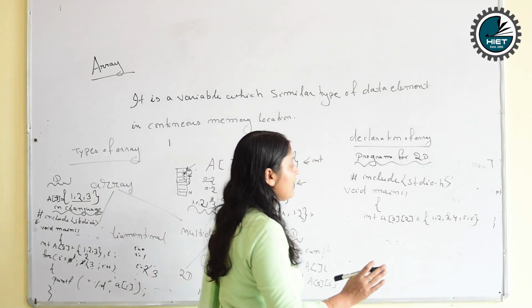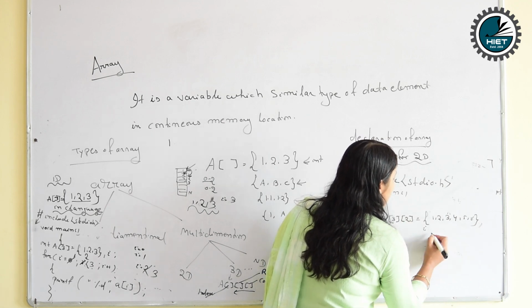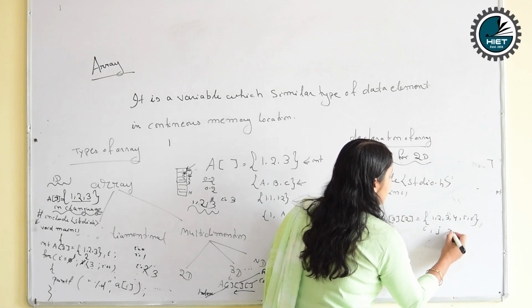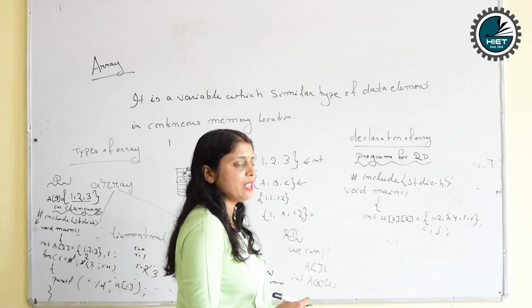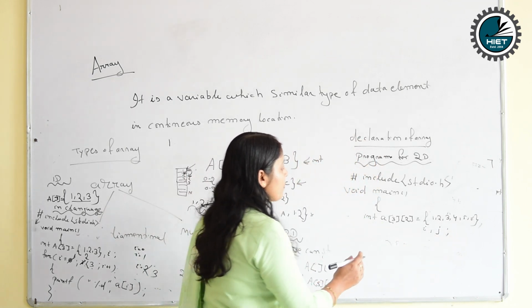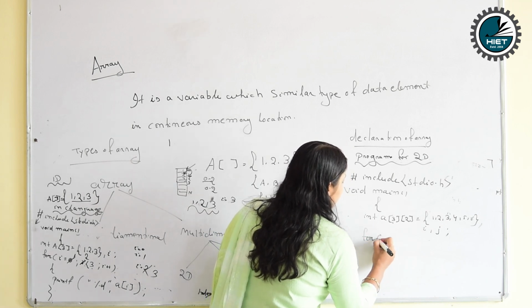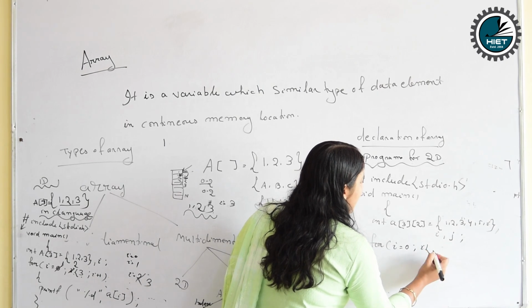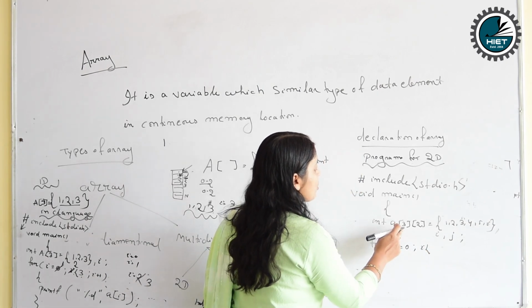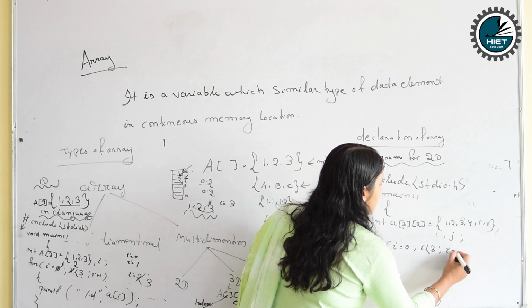That's why I will take the variable. 6 variables are there and I need the 2 loops. That's why I will write here i and j. I will take these variables. After declaring these variables, I will make a for loop for printing the value. For i equals to 0, i less than 3, i plus plus.